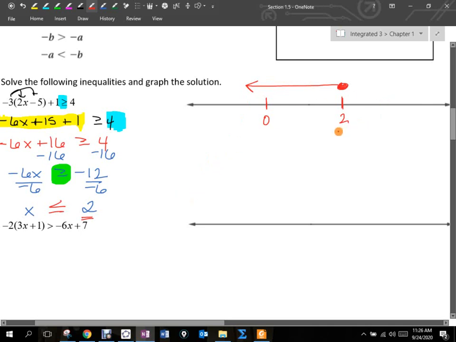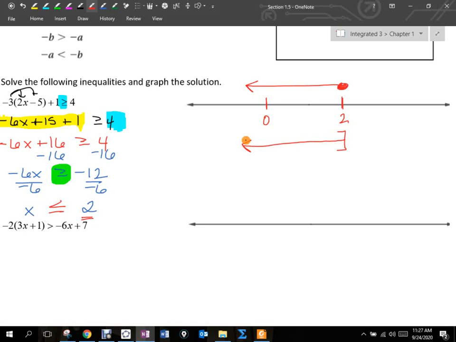If we were using brackets and parentheses, because it's equality, we use a bracket. And you're going to shade to the left. I use both those because there's questions that I'll pull from multiple textbooks for tests, quizzes, homework. Some authors will use the shaded dot. Some will use the bracket. Okay, so I just want to make sure that you're aware of those if that ever pops up.